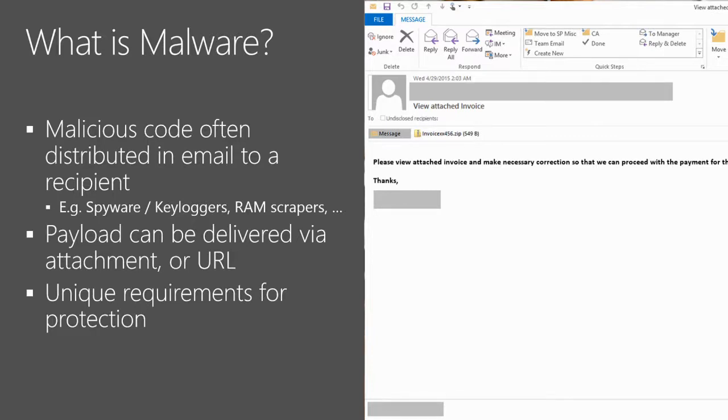And the payload that is delivered in these kinds of attacks could either be as an attachment or as a URL. It could be a Word document or something with a macro. There's a lot of these different ways to deliver this payload. And it's very hard to protect against, because in the past, we would treat these as similar to AV. So we'd use AV engines, we'd be looking for signatures.